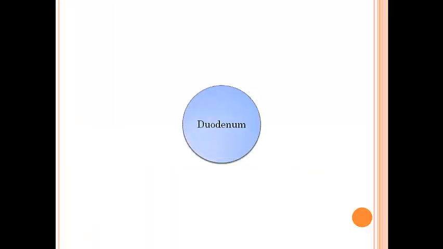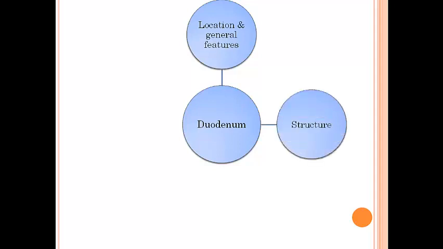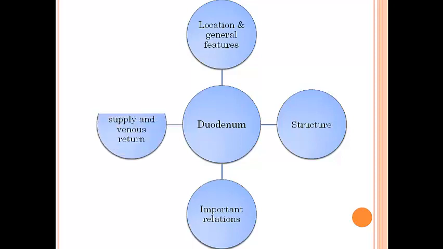And with that, let's go ahead and get started with just a quick overview of what we're going to be looking at this lecture. We're going to be looking at the location and general features of the duodenum, its structure and important relations, and then we're just going to quickly touch on the blood supply and venous return.